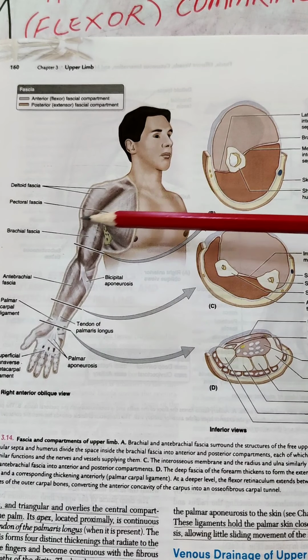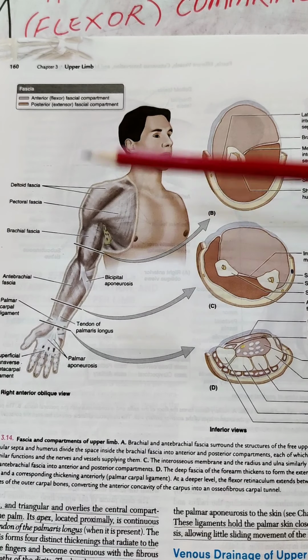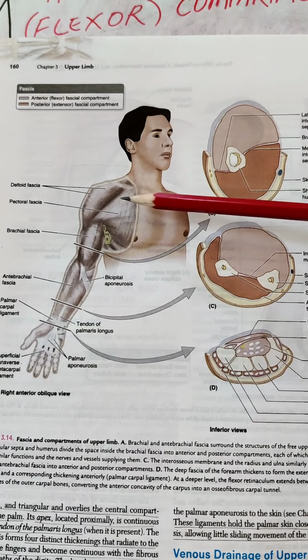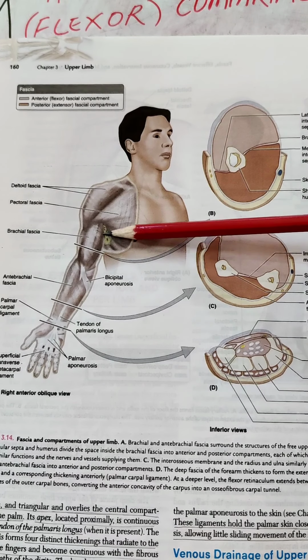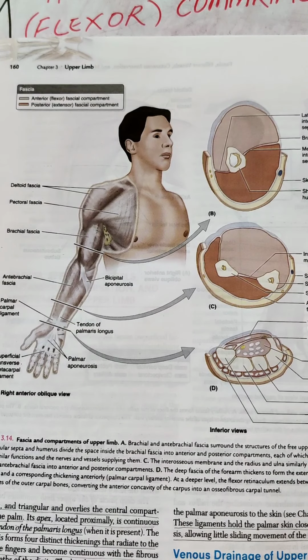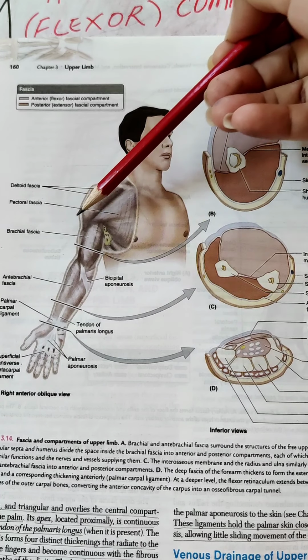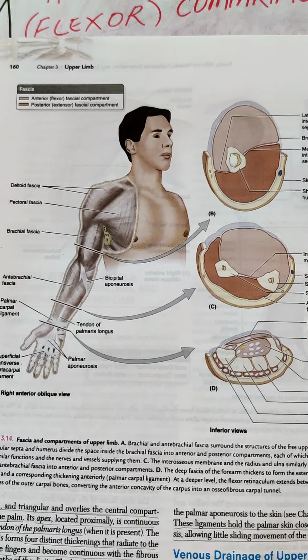Now this is like a sleeve which is enveloping the arm all around it, and it is also continuous with the fascias, the pectoral fascia, the deltoid fascia here, the axillary fascia in the axilla, and posteriorly with the infraspinous fascia as well. So this sleeve-like covering in the arm, which is deep to the superficial fascia, is known as the brachial fascia. Now this brachial fascia is responsible for dividing the arm into two compartments.